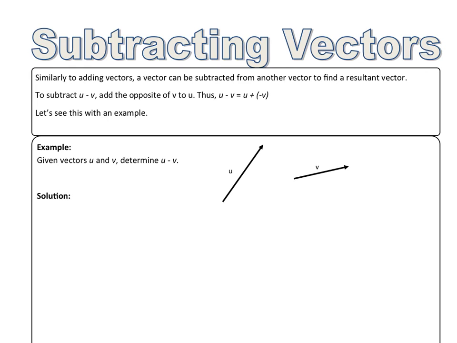Hey guys, so welcome to the lesson on subtracting vectors. This one's going to be really quick because it's very similar to adding vectors. There's just one extra little thing that you have to do if you have to subtract it.